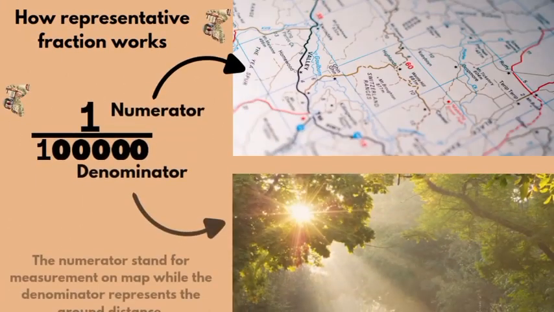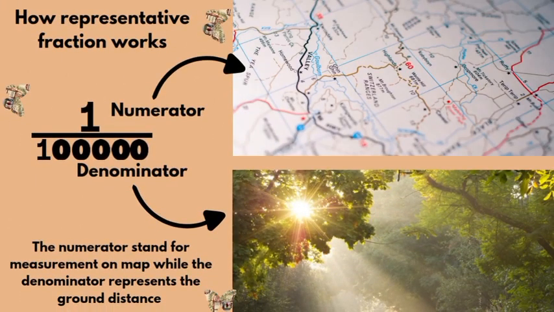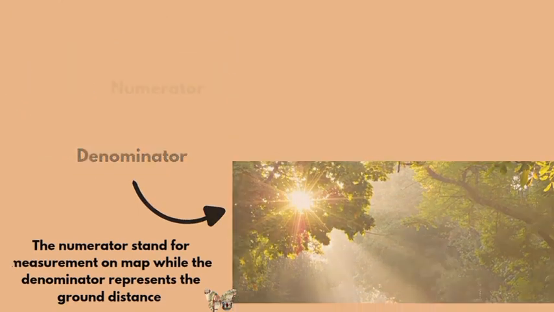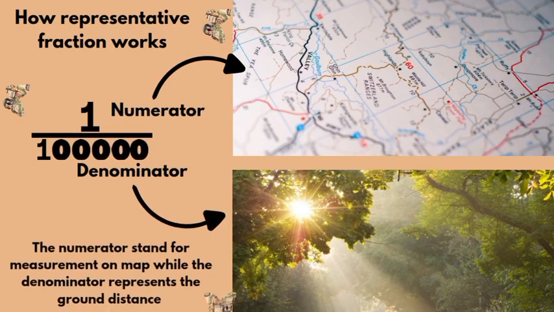Looking at our representative fraction, how it works. The 1 there is the numerator, then the 100,000 below is the denominator. The 1 and 100,000 are both in the same scale of measurement, which is centimeter. The numerator, which is 1, is for the map measurement. The distance on map is always in centimeter, while on the ground, 100,000 centimeter is 1 kilometer.